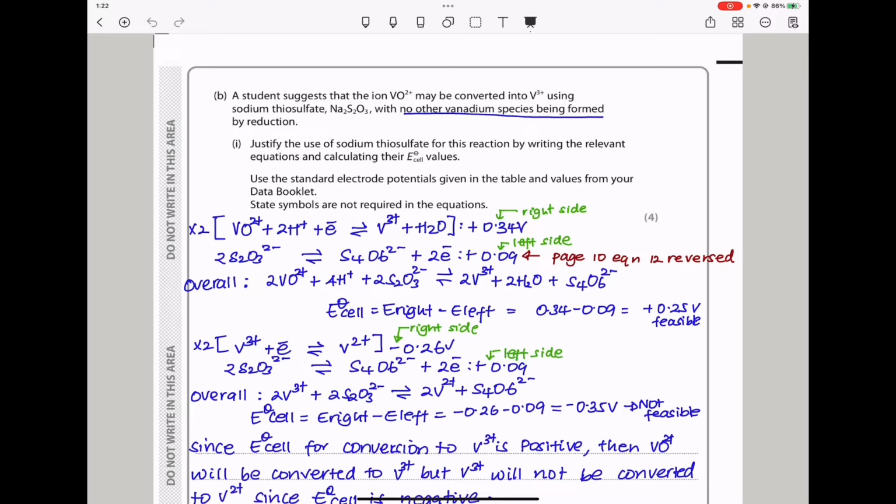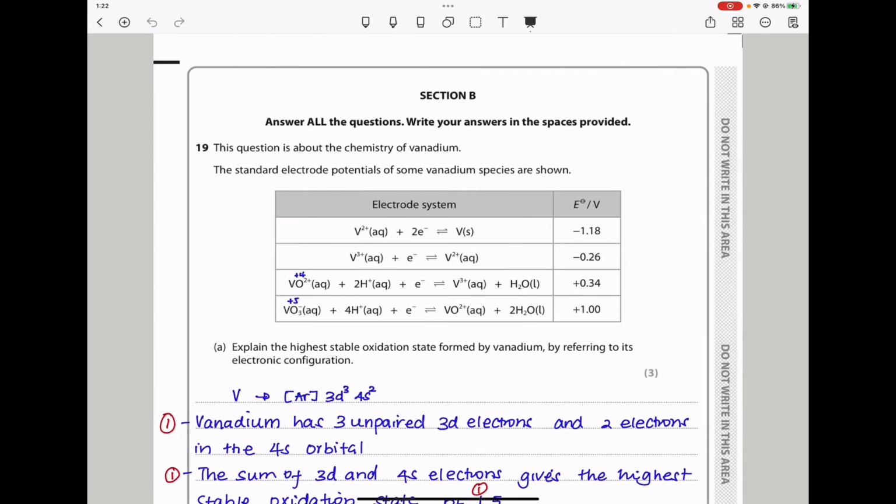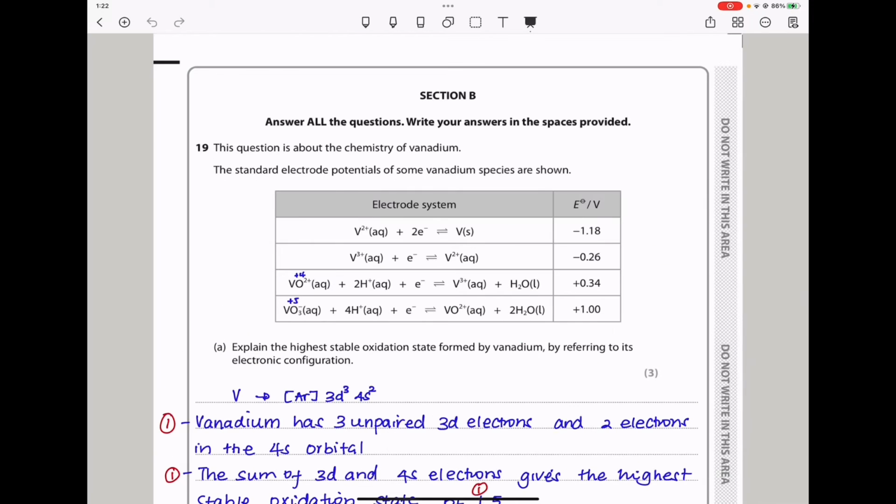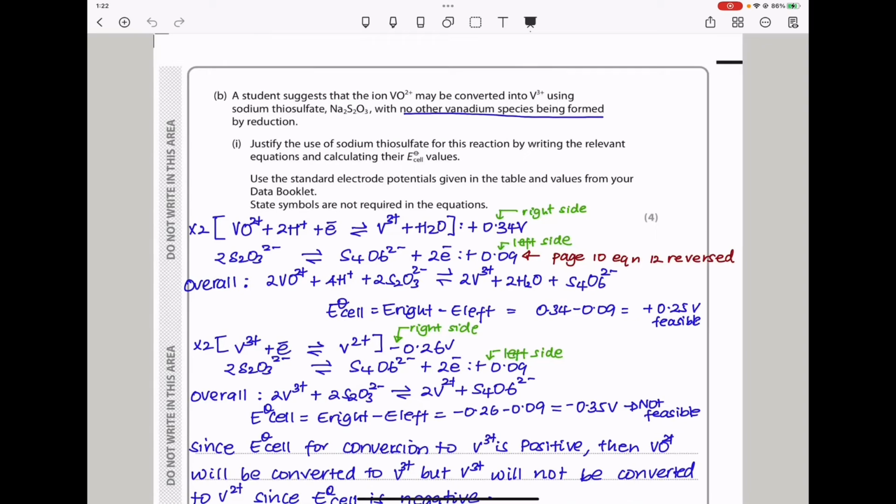Here I refer to the data booklet and I got some equations. Now some of these equations I got from the table here, like for vanadium, and then for the thiosulfate I went to the data booklet. So this equation is converting vanadium 4 to vanadium 3, which is from the table, and the E theta value of 0.34 is here. So this equation is from your data booklet on page 10, and it's equation 12, but I have reversed it. Instead of writing it as a reduction equation, I have written it as an oxidation equation so that I can write the overall redox equation quite easily.